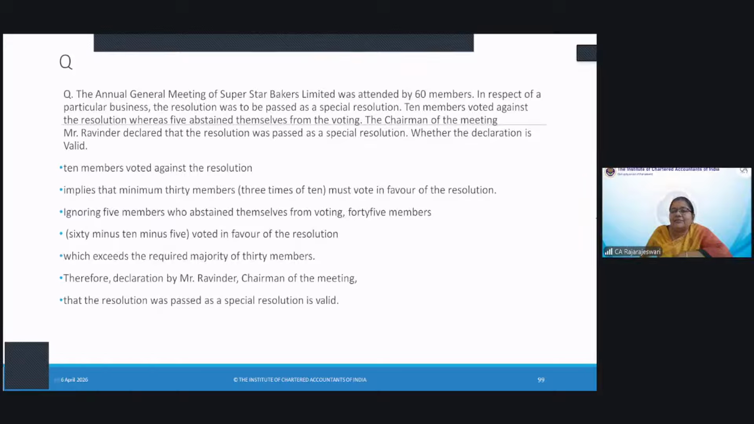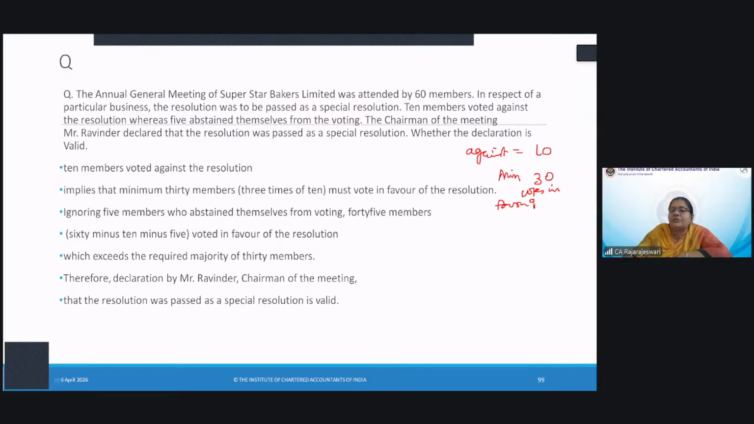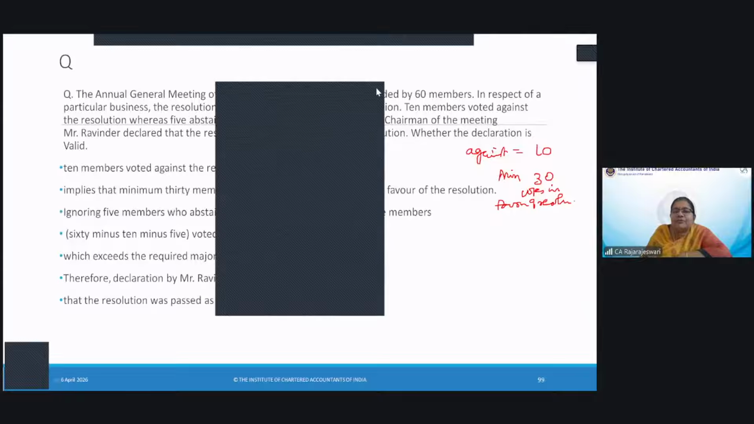10 members voted against the resolution. So, what is my criteria? If 10 members voted against, I have to have a minimum of 30 votes in favor of the resolution. That is the criteria. Read that question. Yes, 30 votes.